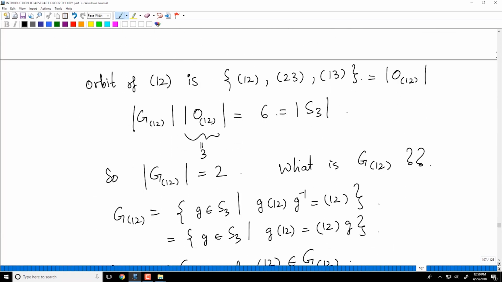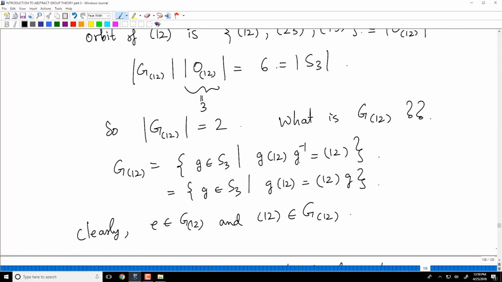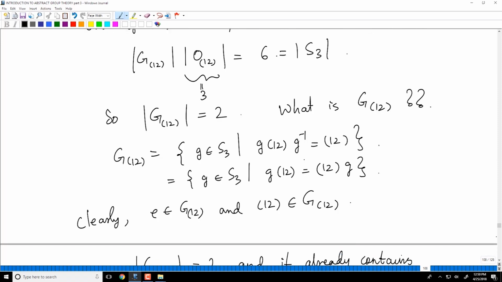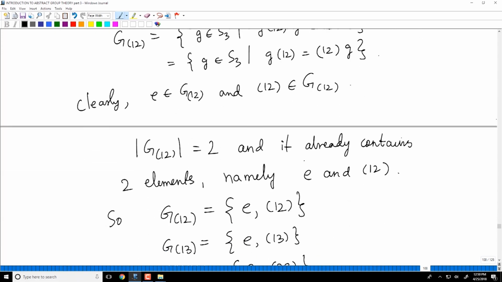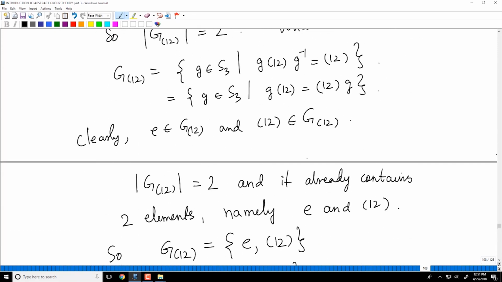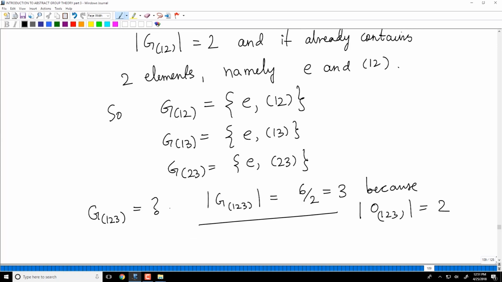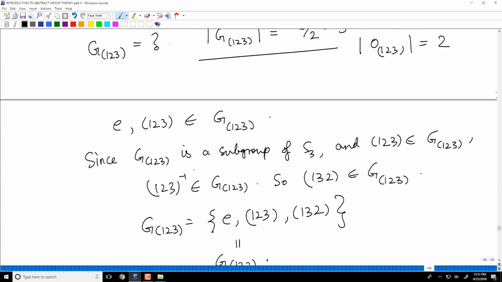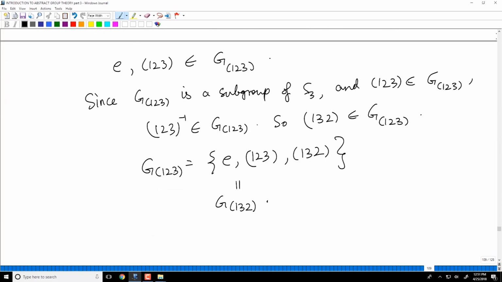And then using the counting formula, we computed the stabilizers by first noting that stabilizers must have size either 2 or 3 depending on what element we are taking, and by picking obvious elements in the stabilizer we are able to compute the stabilizer of (1 2), (1 3), (2 3), and also of the 3-cycle (1 2 3). The stabilizer of (1 2 3) happens to be the stabilizer of (1 3 2).